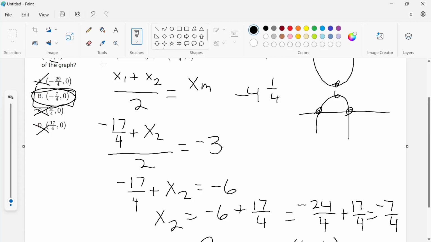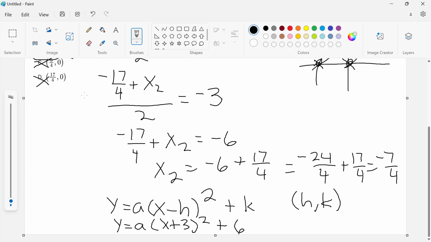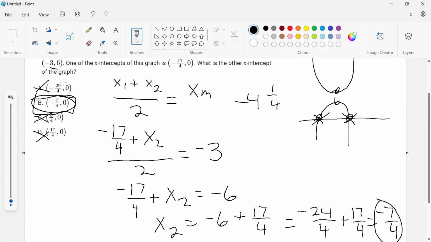So two ways: using the midpoint formula, the x-coordinate of the vertex is the x-coordinate of the midpoint between the x-coordinates of the x-intercepts. So I use the midpoint formula to find it, negative 7/4. Or I could, because it's multiple choice, throw the equation into Desmos, get close enough, and then see where the other x-intercept is.